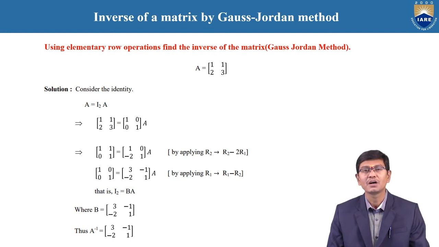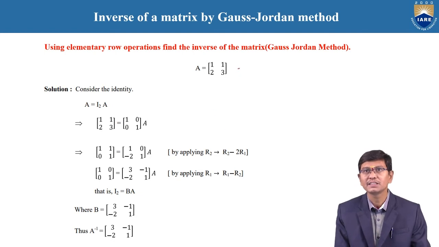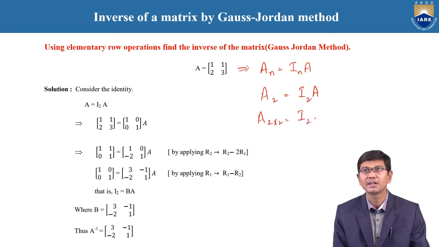Similarly, here also according to the procedure, consider the matrix A equal to I into A. Why? Because according to the Gauss-Jordan method, A equals I into A is the matrix. Therefore, A2 is nothing but I2 into A. That means the given matrix is a 2 by 2, therefore I2 is also a 2 by 2 into A.